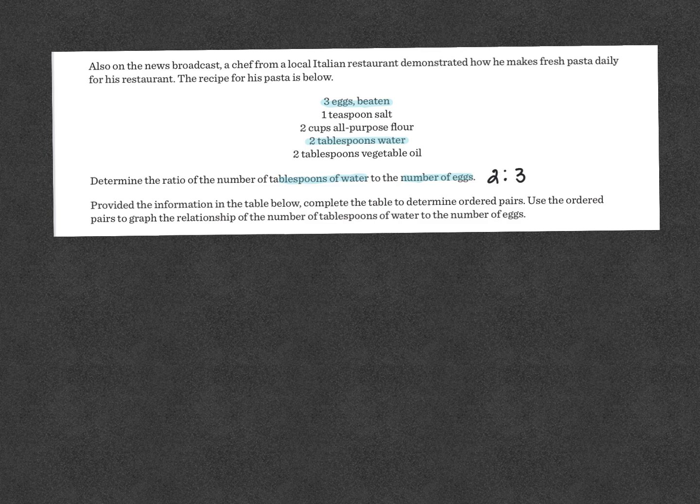Okay. And just how they have it listed, that is how we are going to create our table. So we have tablespoons of water over number of eggs. So for 2 tablespoons of water, we have 3 eggs. If we want to make this an equivalent table, do I want to pick 3 as my next number? No, I don't want to pick 3 as my next number because I can't get from 2 to 3 and be equal. So I am going to pick 4 as my next number because I am multiplying this by 2.